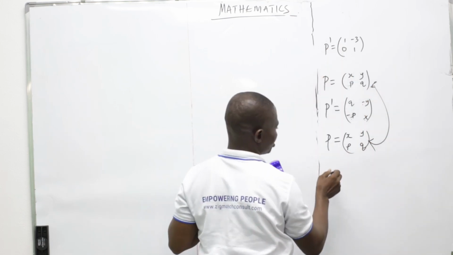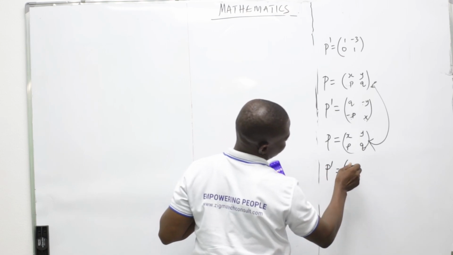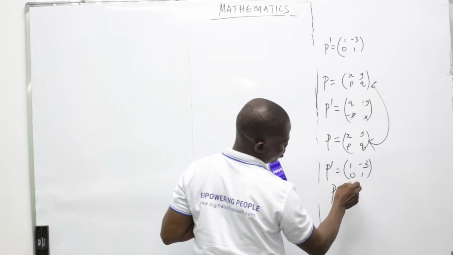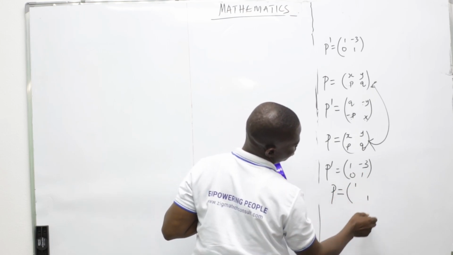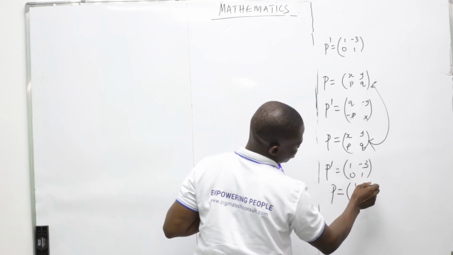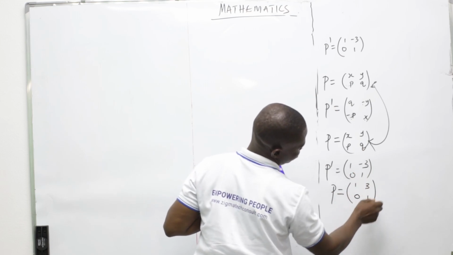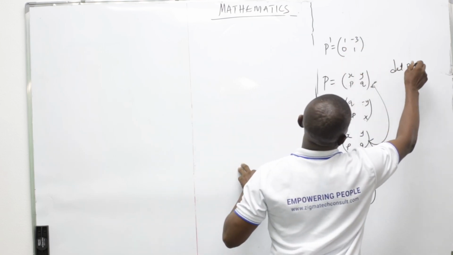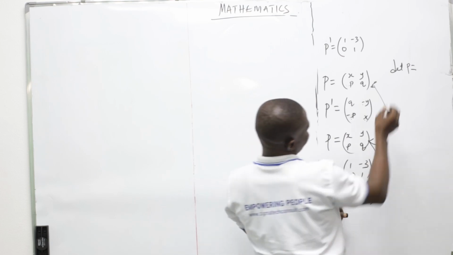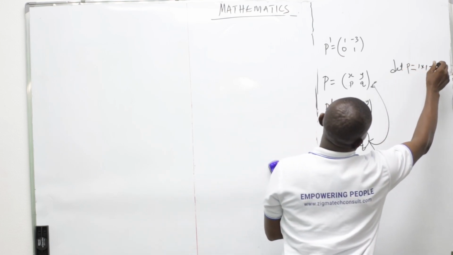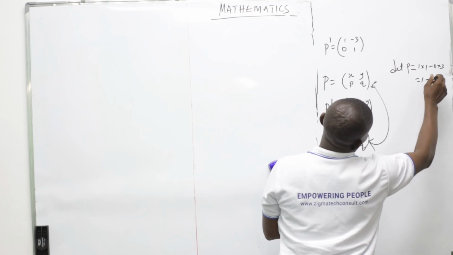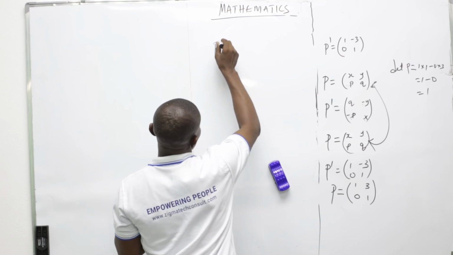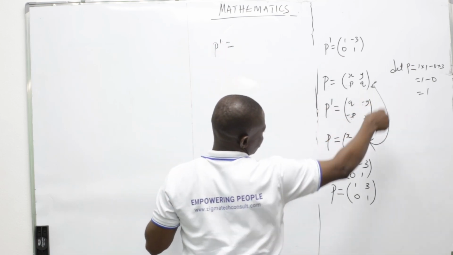Now let us consider this, which is an inverse: 1, minus 3, 0, 1. To switch to the original matrix equals change of position. 1 is still taking the position of 1. Now introduce minus: minus here is 3, here is 0. What about the determinant? Delta P equals, for the original matrix, 1 times 1 minus 0 times 3 equals 1 minus 0, which is 1. Now, inverse, recall, is what? The change of position.